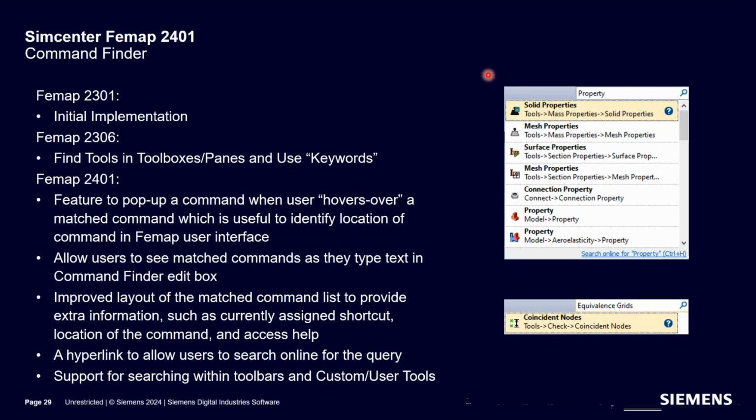And I think in this new release, they've made it more contextually aware and added a lot more keywords, so that if you type in property, it'll find more options for you. And then they've also added a hyperlink, which will allow you to pull up the online documentation for this specific tool. And then another cool thing is that now it'll search within the custom and user tools.